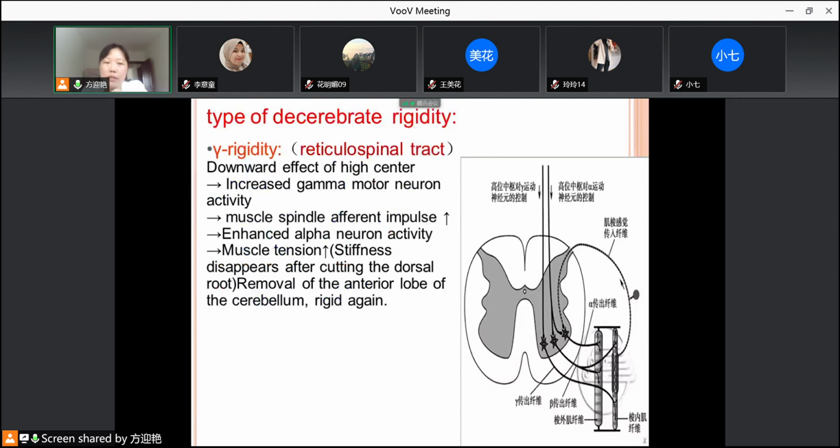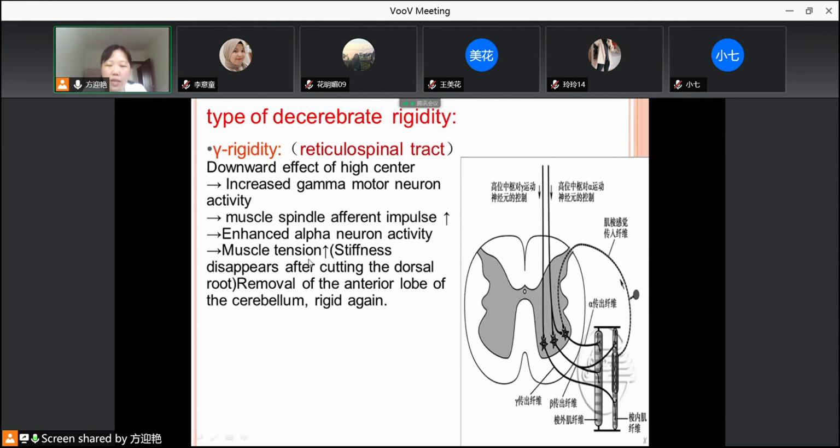And here there is also the gamma decerebrate rigidity, and there is also the alpha rigidity. Here I know that the downward effect of the higher center increases the gamma motor neuron activity, and the muscle spindle efferent impulse increases, and also enhances the alpha neuron activity and leads to the muscle tension increase.